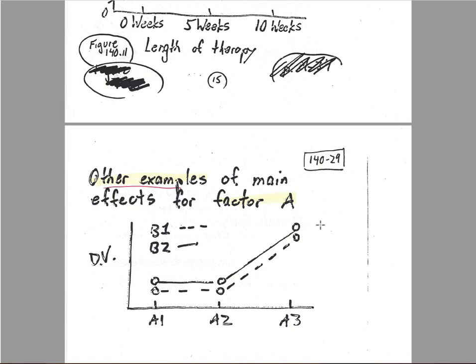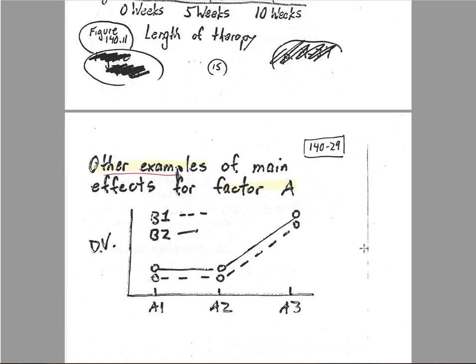Here's another example of a significant main effect for factor A. These line segments are sloping. That tells me I've got a significant main effect for factor A. Well, wait a minute. These line segments are not sloping. It doesn't matter. As long as you have one set of line segments that's sloping, you've got a main effect for factor A. In this case, it looks like people that get 10 weeks of psychotherapy do better than those that get 5 weeks and 0 weeks of psychotherapy. So yeah, length of therapy makes a difference.